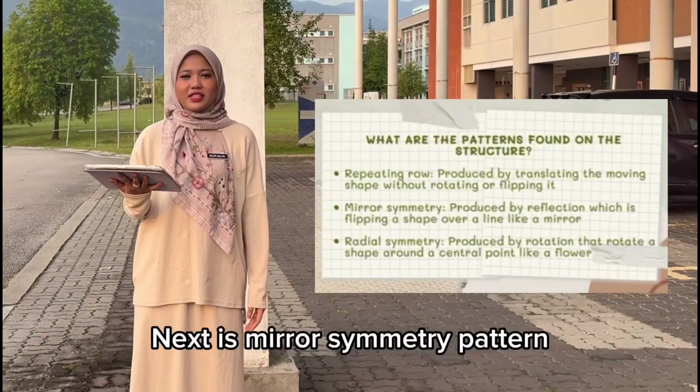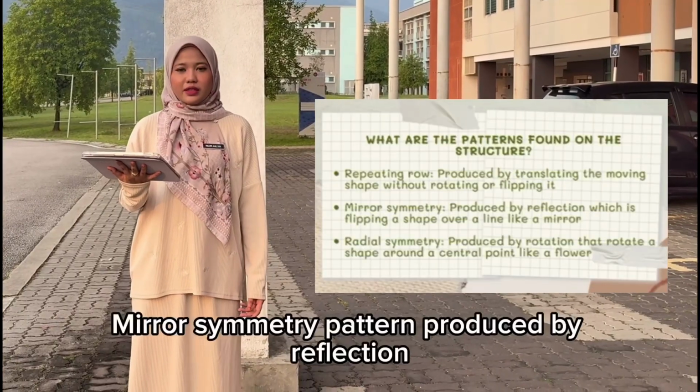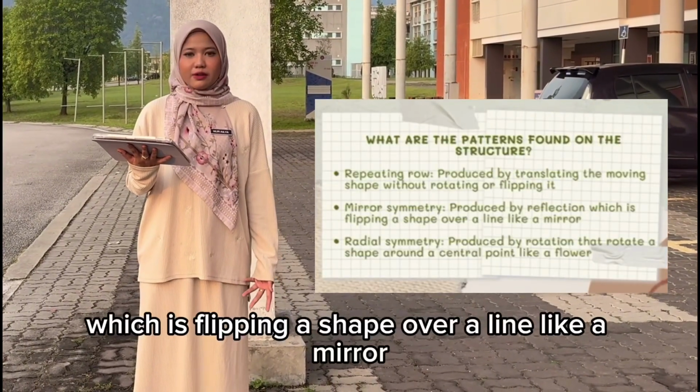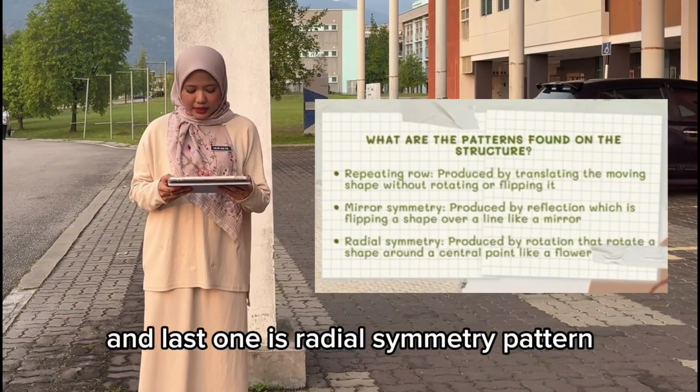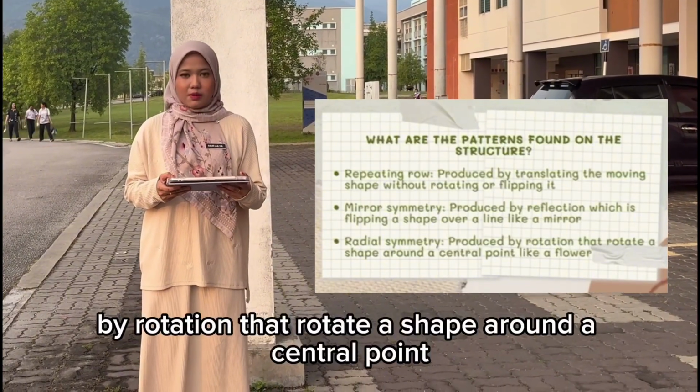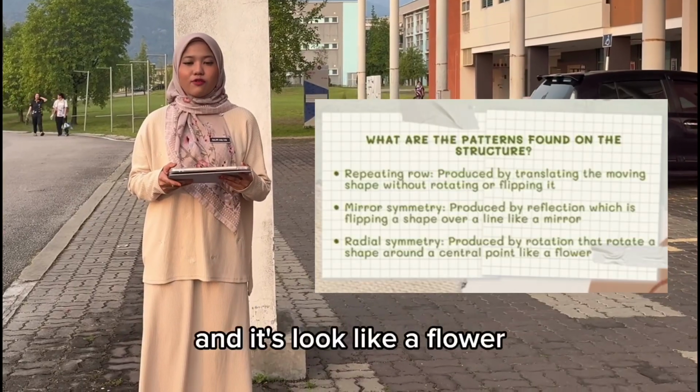Next is mirror symmetry pattern. Mirror symmetry pattern is produced by reflection, which is flipping a shape over a line like a mirror. And last one is radial symmetry pattern. Radial symmetry pattern is produced by rotation that rotates a shape around a central point and it looks like a flower.